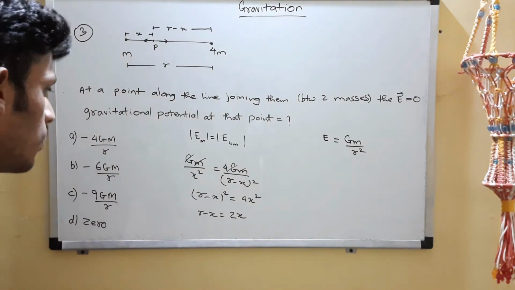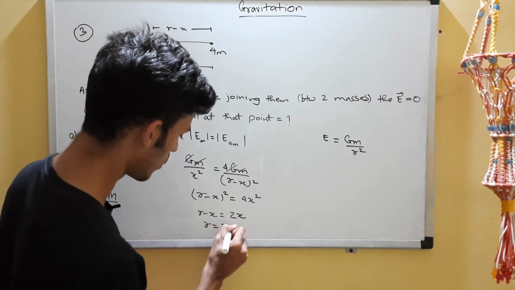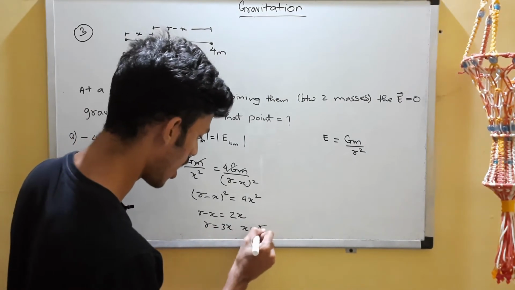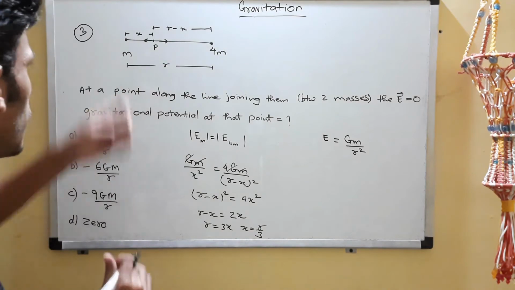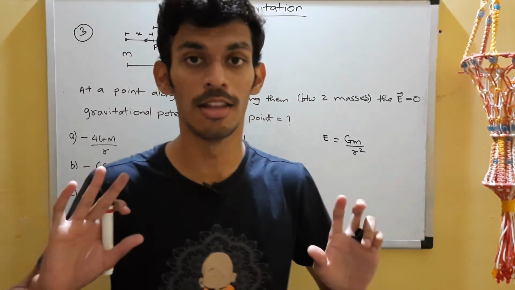Right? I took root on both sides. So it will become r is equal to 3x, or x is nothing but r by 3. Okay, x is nothing but r by 3. So our first purpose is done. We have located the point P.